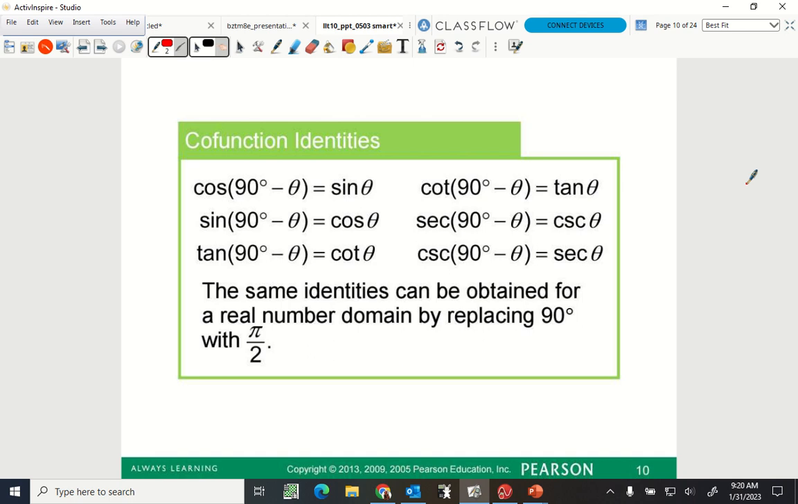Yes. Now, we've done co-function identities before. We use them to find missing angles. These co-function identities we did back in Unit 1. They are going to keep coming up, but now we're going to use these again. So cosine of 90 degrees minus theta is equal to sine theta. And if it is an identity using radians, instead of 90, it would be pi over 2. Same math.